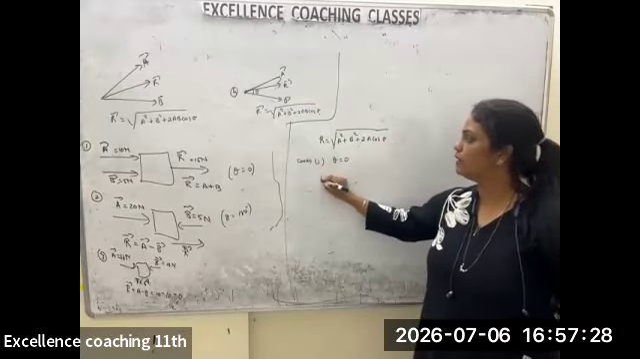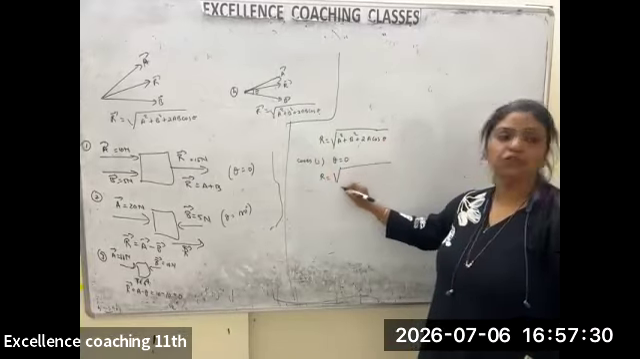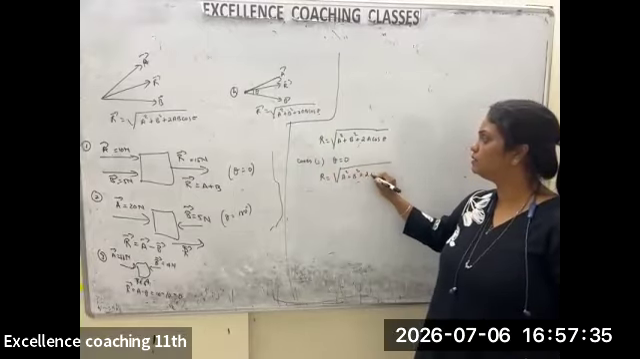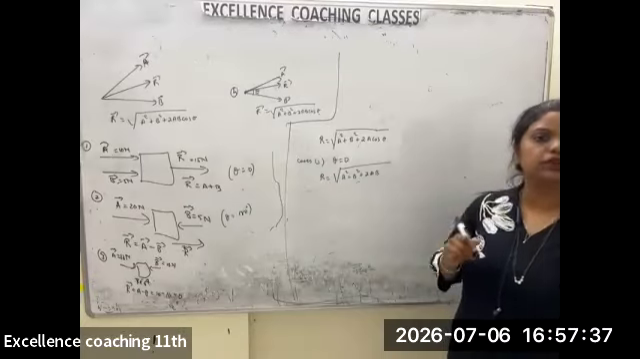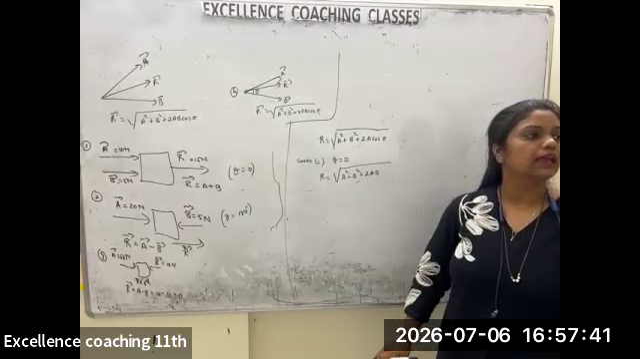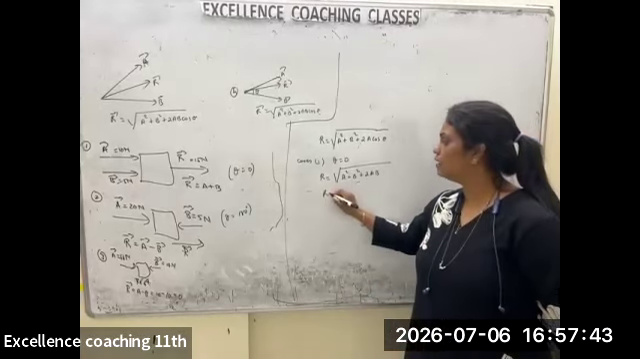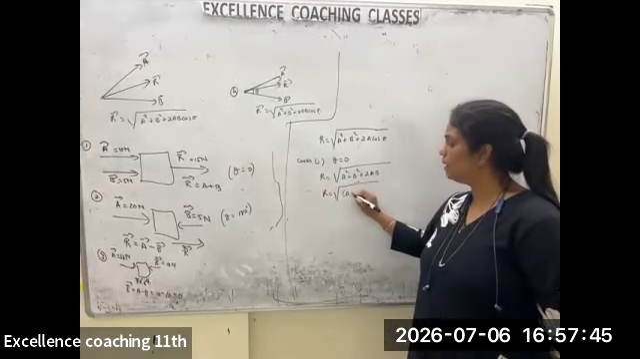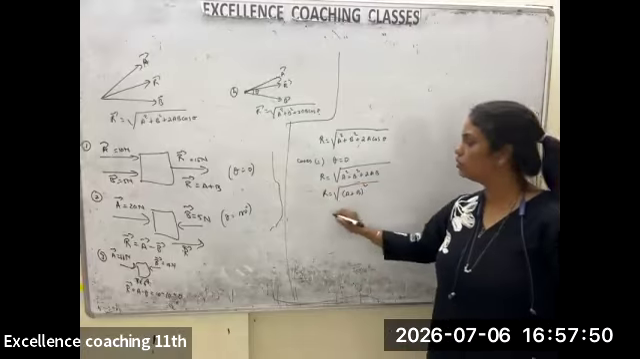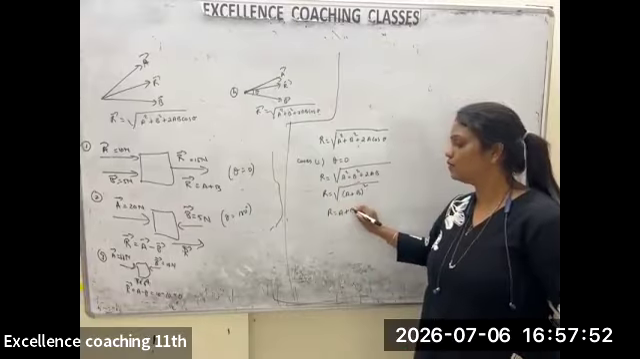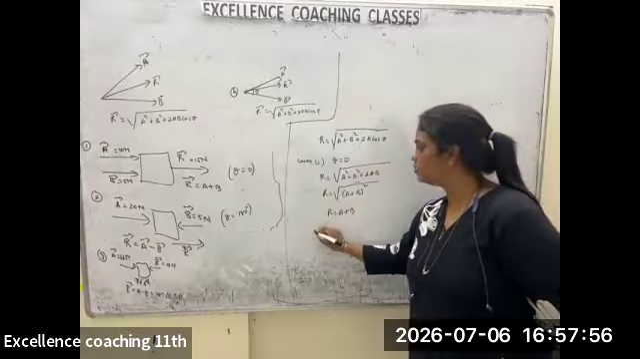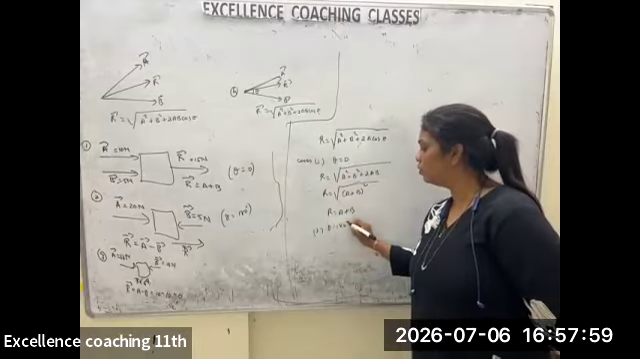Put theta 0, what do we get? Root of a square plus b square plus 2ab because cos 0 is 1. And what is a square plus b square plus 2ab? A plus b the whole square. So R will be root of a plus b the whole square. Square root and square will get cancelled out. Are we getting the same thing? Yes. Now the second case, we will take theta is equal to 180 degree.